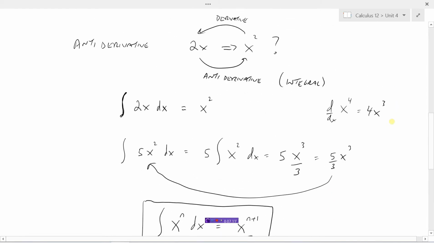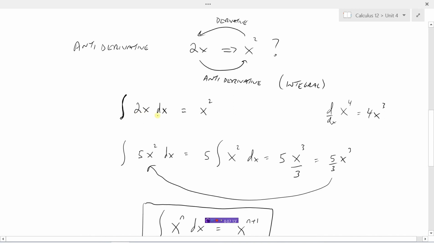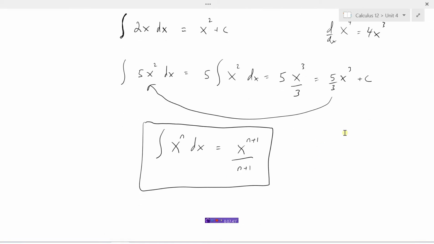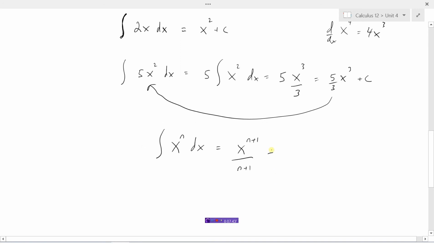So what I should have done back on these ones is when I integrated 2x with respect to x, I could say for sure there's an x squared in there, because that's the only way to get 2x when we take the derivative. But there could be some plus c. There could be a constant here of some kind. I just don't know what that is. And so same with this one, the integral of 5x squared. Yes, it's 5/3 x cubed, but again, there could be some constant at the end of this. I just don't know what that is. And so also in this formula, we would have a plus c at the end after we have integrated.